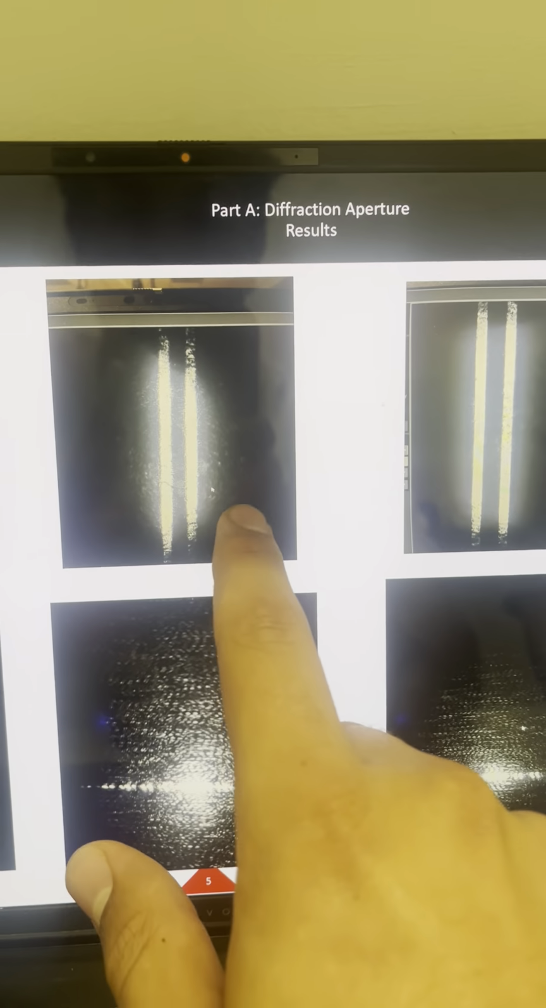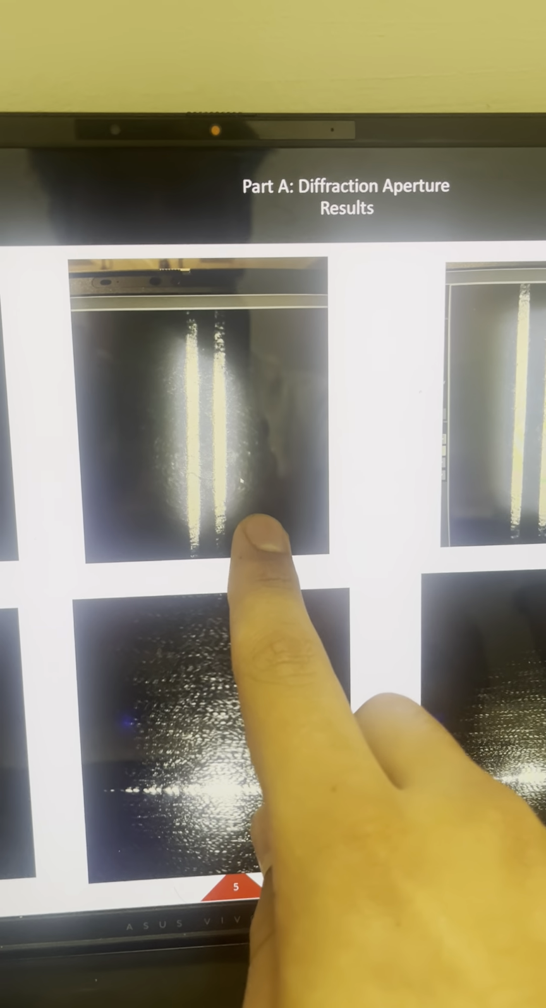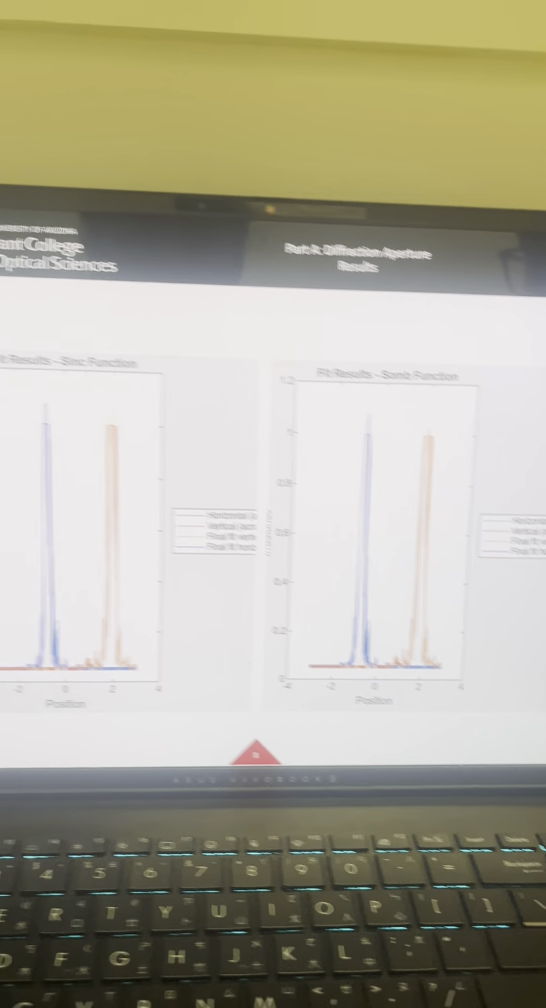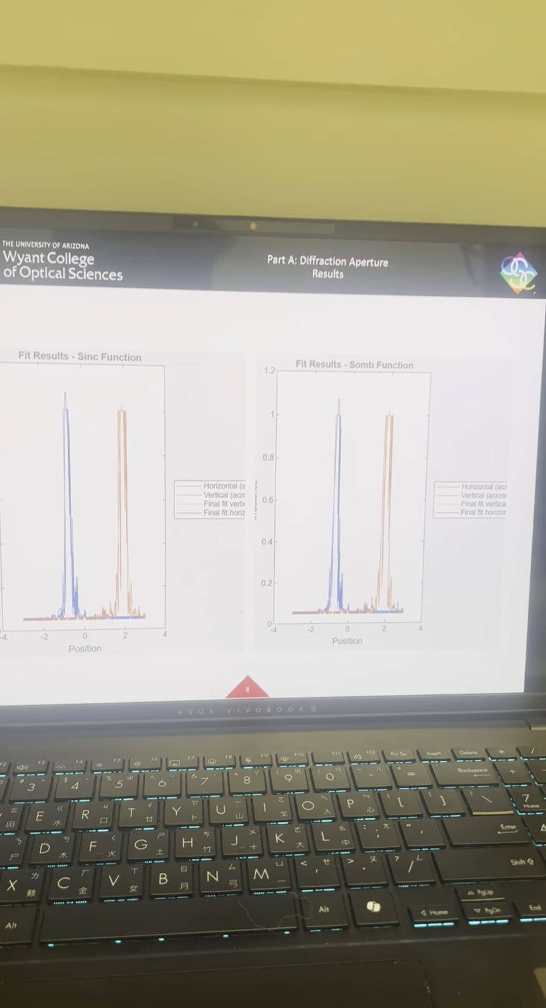This is for the two slits experiment: 0.2 millimeters, 0.3 millimeters, 0.45 millimeters. That's this picture. And then this is the square aperture and the pattern, the triangle aperture and the pattern, and then the circular aperture and the pattern. So for the circular aperture pattern, it produced an Airy disk.